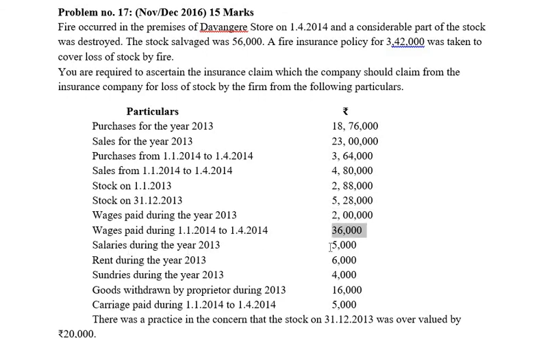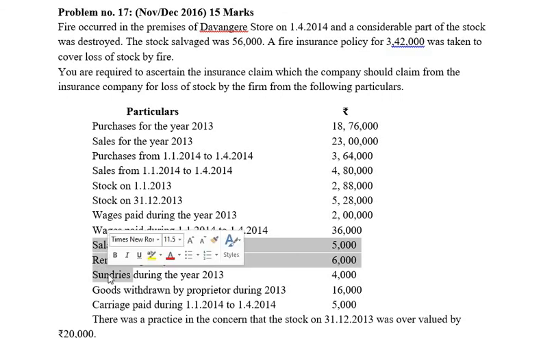Salaries during the year 2013, rent during the year 2013, and sundries during the year 2013. These three items are considered indirect expenses. Indirect expenses should not be considered in the trading account because they are considered in the profit and loss account. It is not in the trading account.